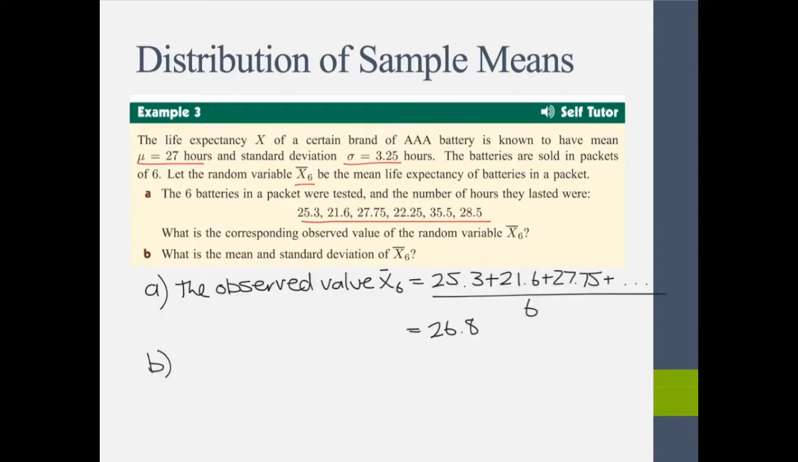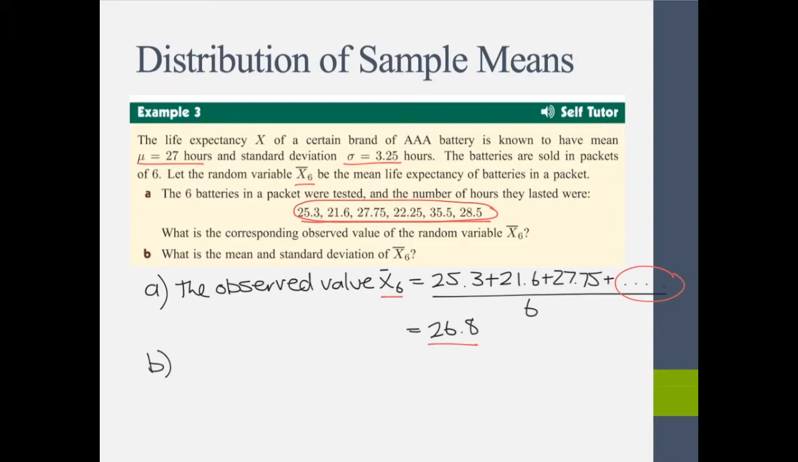All question A is really asking is that to find X bar 6, you're going to add these values together and divide by how many there are. You know how to do that. Basically that's found the mean of those 6 batteries within that pack.